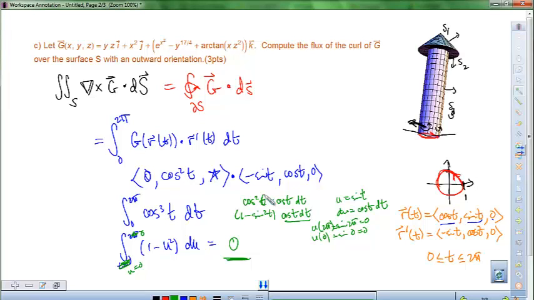So that's the first one. It looks like the flux of the curl of G over this whole surface with an outward orientation is 0. That's because we actually took the line integral and we got it to equal 0.